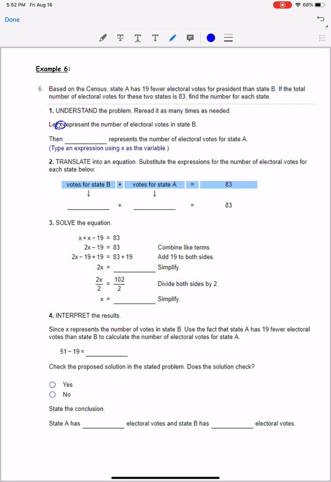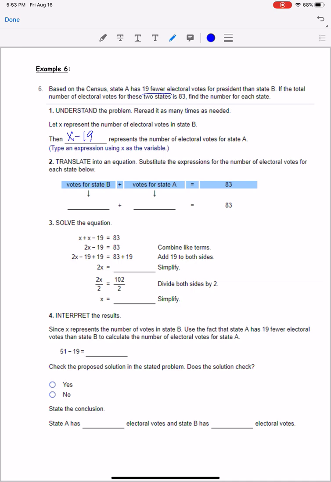So it's telling you, let X represent the number of votes for state B. Why are they letting X represent the number of votes for state B? Notice here in this sentence, State A has 19 fewer votes for president than State B. B is what I have no information about. So that is their starting point. They're letting X represent State B. So it goes on to say, then blank represents the number of electoral votes for State A. Well, if A has 19 fewer, we're going to represent that by X minus 19.